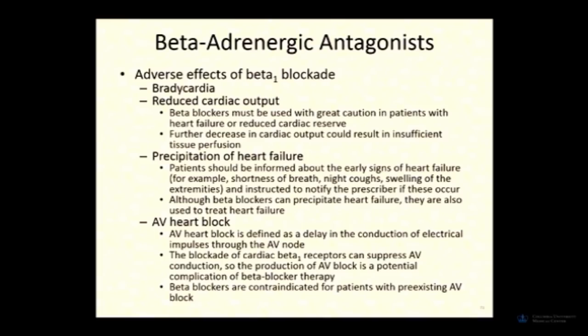Beta blockers can also lead to AV heart block. So you notice that we talked about norepinephrine and epinephrine being a treatment for AV heart block. Well, the beta blockers can precipitate heart block, okay, by reducing conductivity of the cells of the AV node. And beta blockers are contraindicated in patients with any pre-existing AV nodal block. Okay.